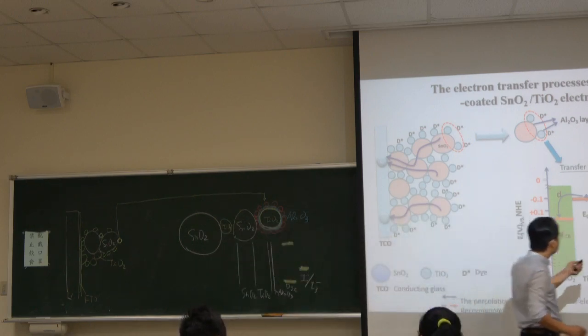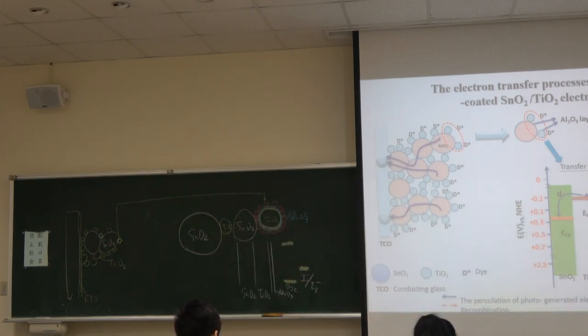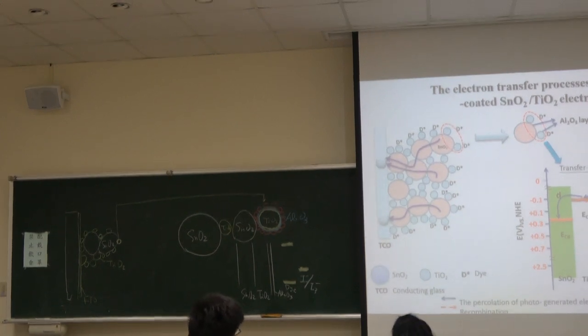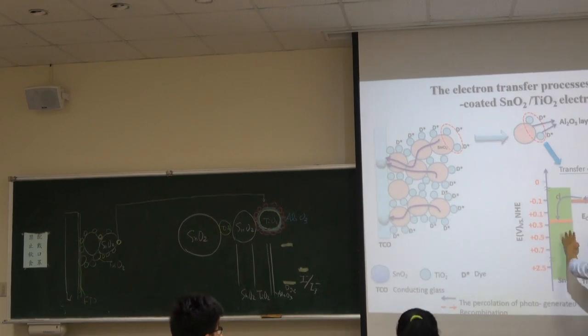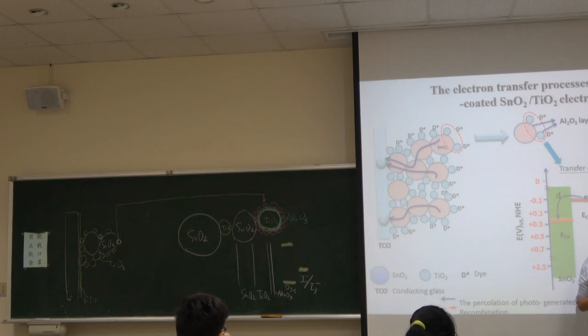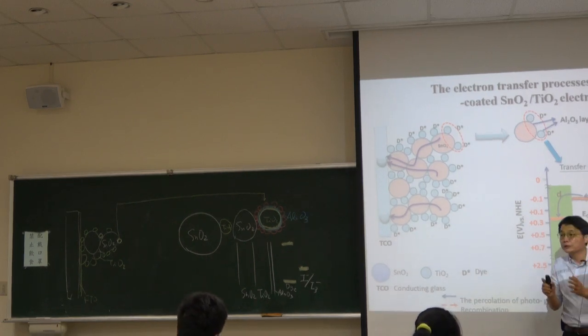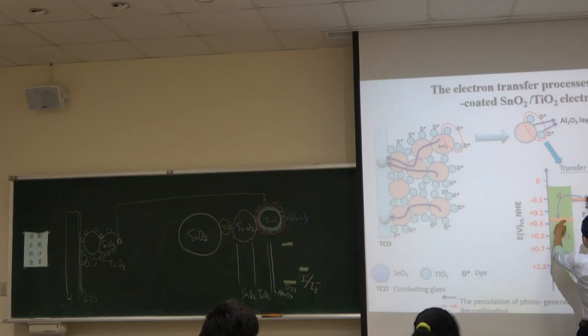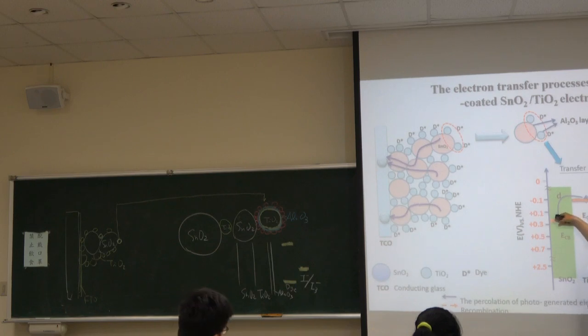So let's look at this band structure. You can see that promote the electron to here. A, okay, first step to A. And then electron transfer to here, TiO2 conduction band, through the Al2O3. Transfer. And TiO2 and SnO2 is like brothers, because similar band structure. So the conduction band is similar. So therefore, it can transfer to SnO2.